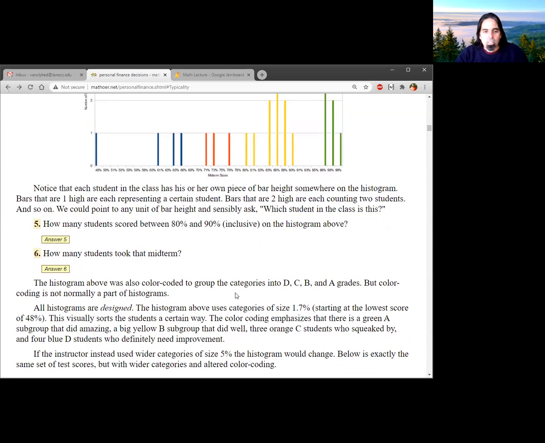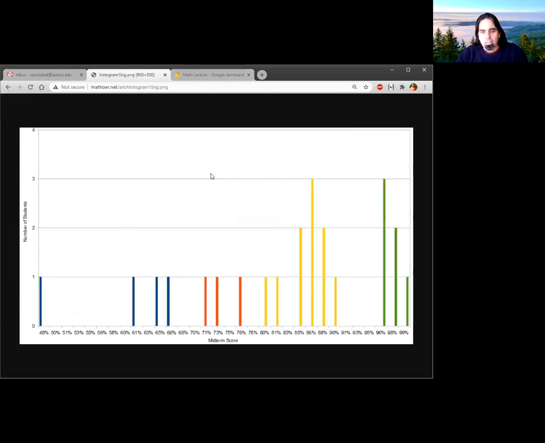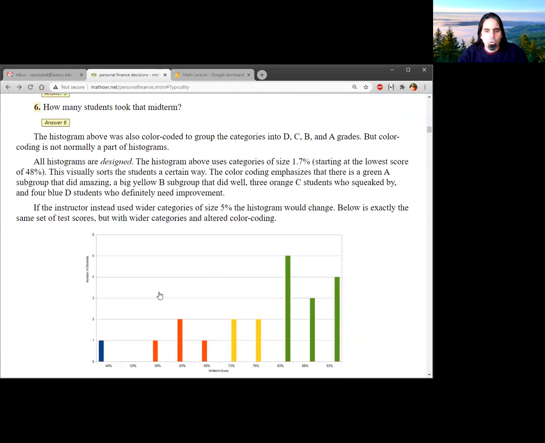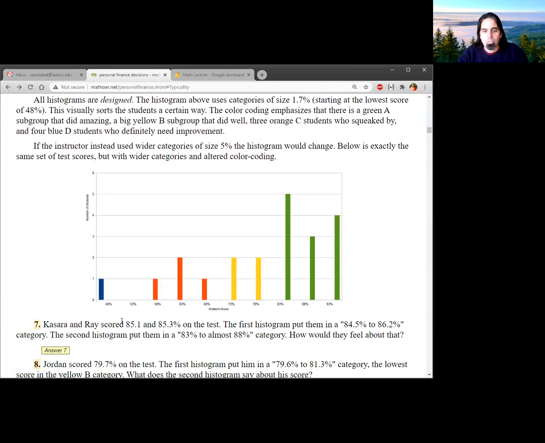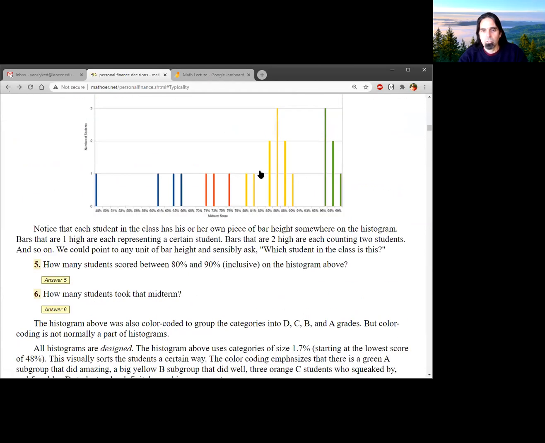It's important to realize when we make a histogram that they are designed. The histogram that we looked at, each of these little bins was 1.7% before the next bin happens. If we used a wider thing, like a bin that was 5%, it would change the shape of the histogram drastically. Now it looks like a whole lot of students got A's and very few got B's, just because of how that shape works, as opposed to this one where it looked like most students got B's.